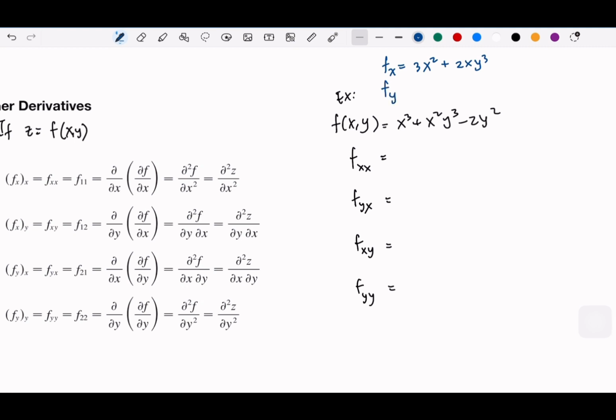And then partial y: x cubed will be 0. This will be 3x squared y squared, and this will be 4y, right? Now, based on these two partial derivative results, we can further derive. So for partial derivative xx, we are going to derive once more with partial x. Let me write 6x plus 2y cubed. Okay. We are going to continue after the break.